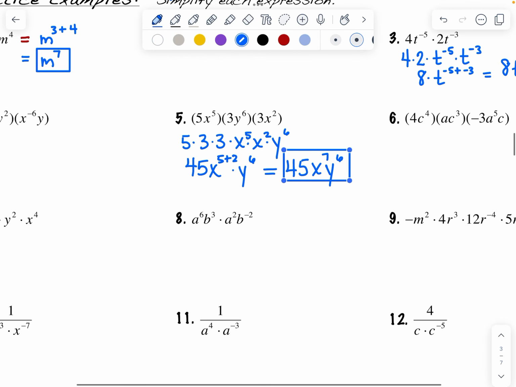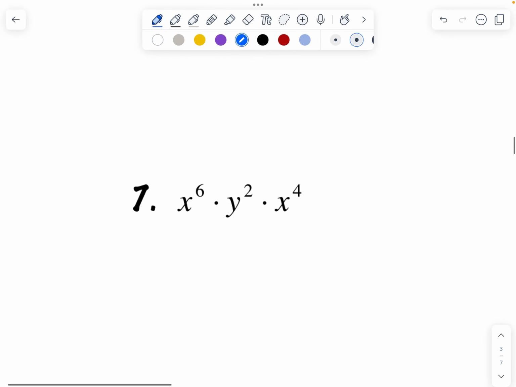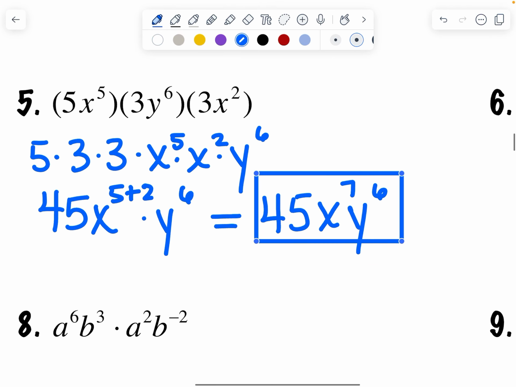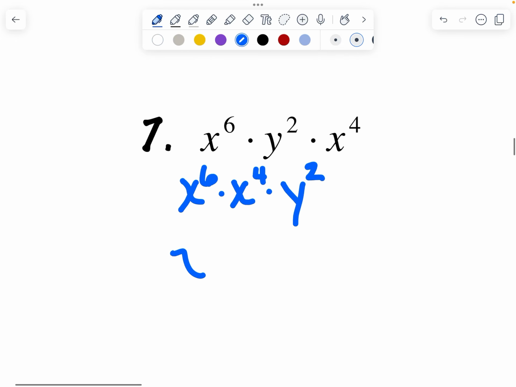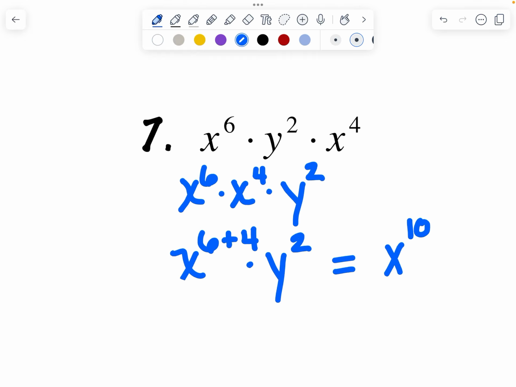Now, number 7, we have powers with a base of x and y like we did in the last one. So we can't mix them up. So we've got x to the 6th, and I'm going to bring the x to the 4th right next to that. And then I'm going to multiply by y squared. So what I'm going to do is take the first two, and I'm going to say, well, that's going to be x to the 6 plus 4, because they have the same base. And then I'm going to multiply by y squared. That's going to give me x to the 10th times y squared, and we can just leave it like that.